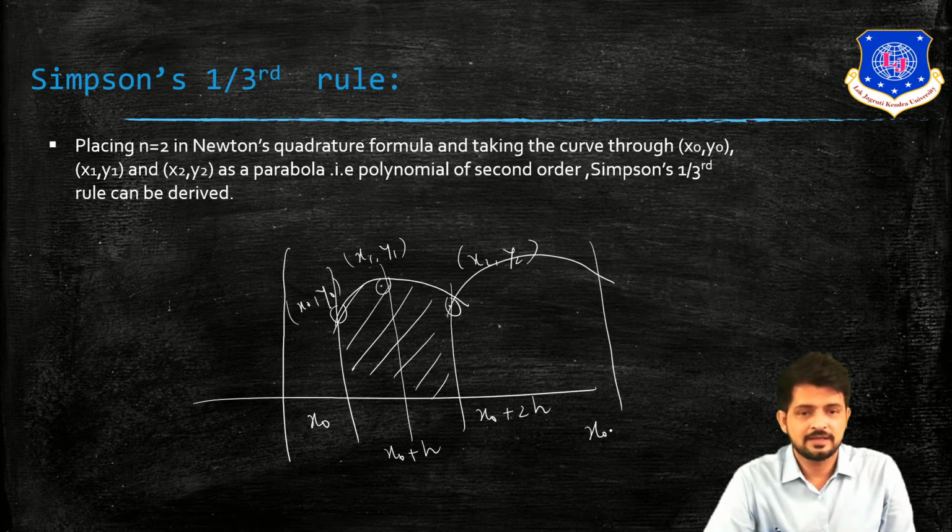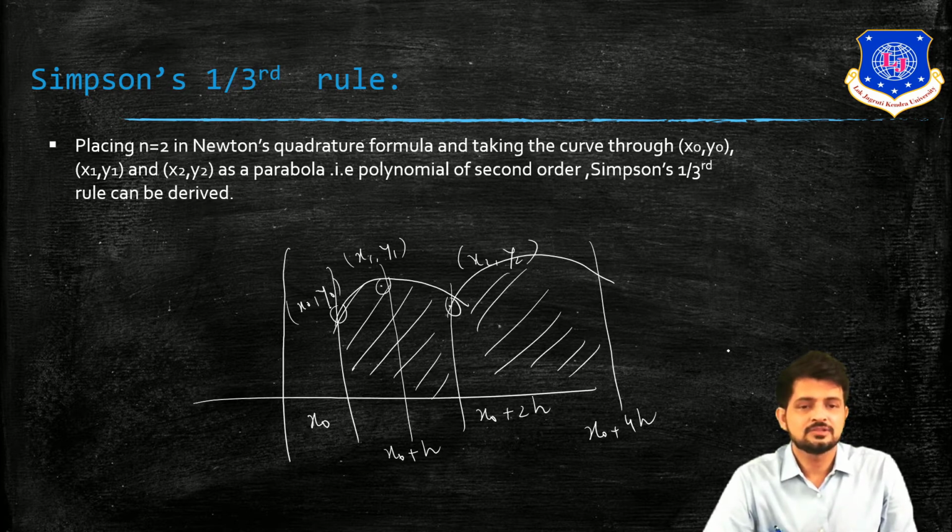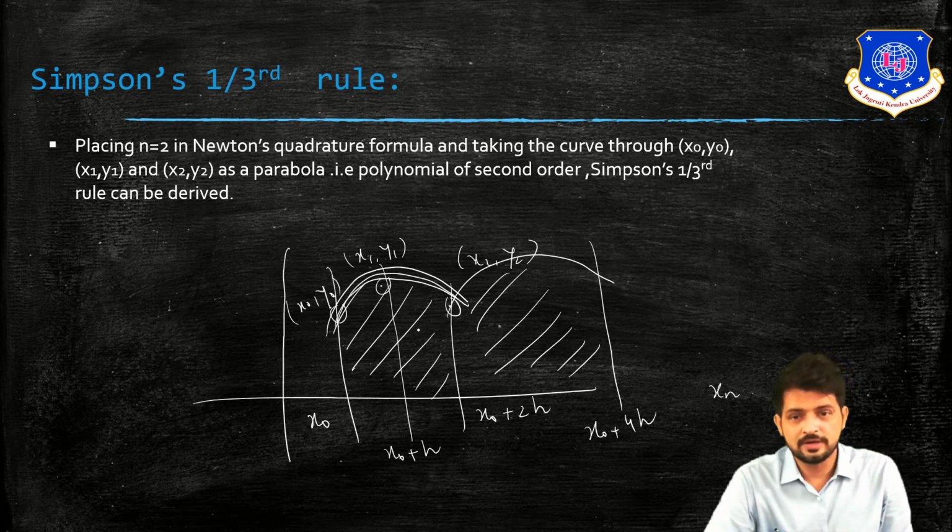Okay, from x0 plus 2h to x0 plus 4h we have to take again the integration. Fine. And so on, till xn we have to integrate. So we have to take this region, and this is the second order parabola, second order polynomial, also known as parabola. We are taking 3 points and placing n is equal to 2. So let us place n is equal to 2 in the Newton-Cotes formula.